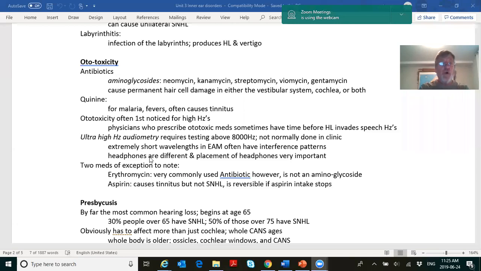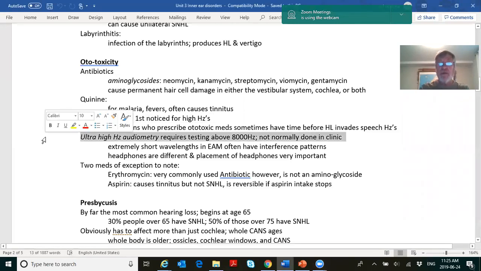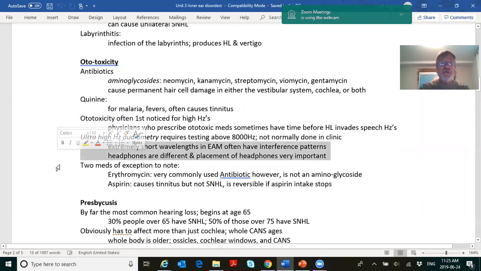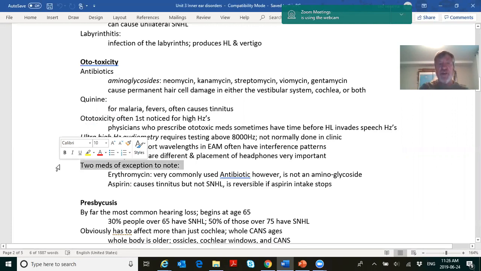There you go. Ototoxicity, ultra-high frequency audiometry. Don't worry about these things here. Two medications of exception to note. Put a star by this one too.